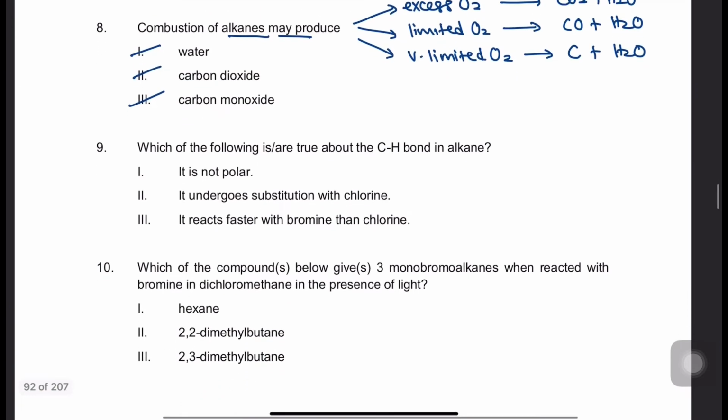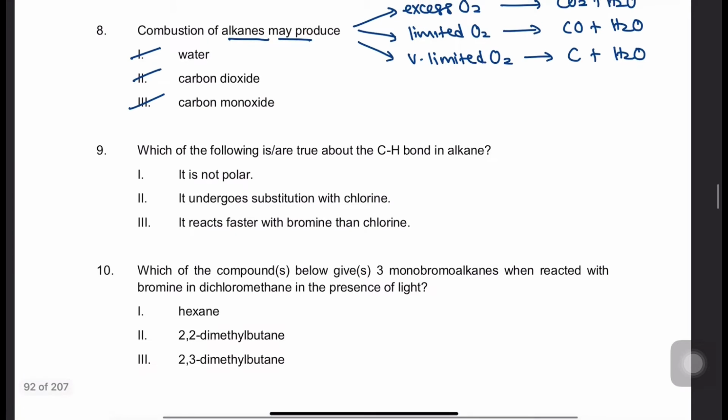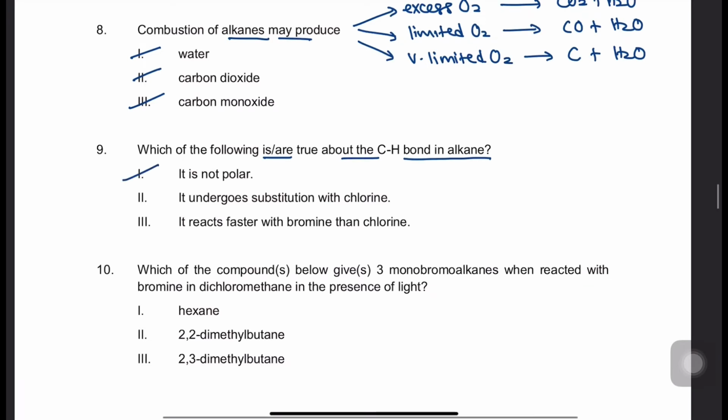Question number 9. Okay, which of the following is true about the C-H bond in alkanes? So our focus here is on the C-H bond. Yes, it is a non-polar bond, and yes, it undergoes substitution reaction with chlorine. Okay, so the C-H bond doesn't have a preference in reaction with bromine or chlorine. So the answer is just 1 and 2.